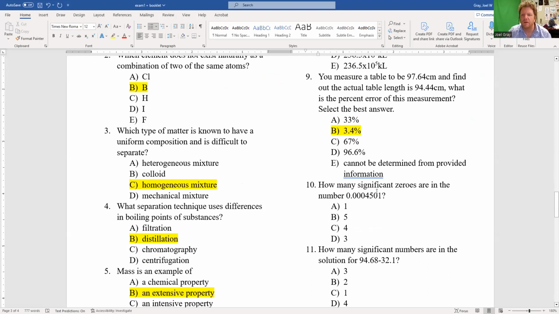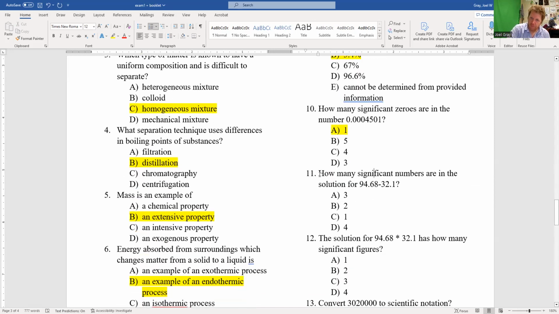Next up is number 10. How many significant zeros are in the number 0.0004501? Now, these zeros right here are not significant because they're simply placeholders. And we would convert this number to scientific notation with 4.5 times 10 to the negative 4th. It's important to recognize and remember that if a 0 is to the right of a decimal and it follows a non-zero digit, then it's significant. So we're actually looking at only 1 0 is significant.